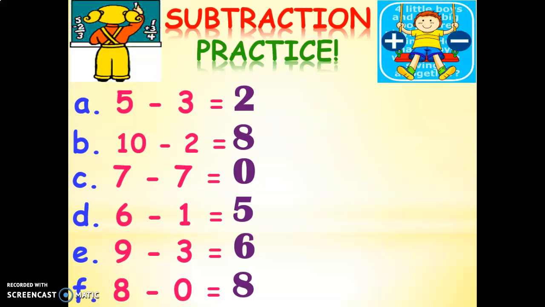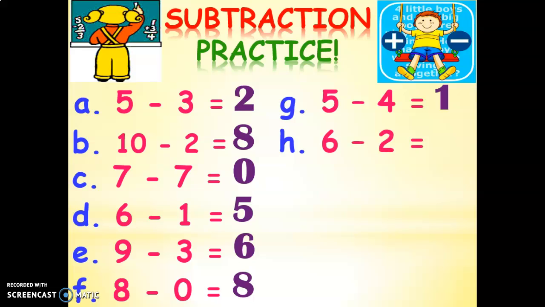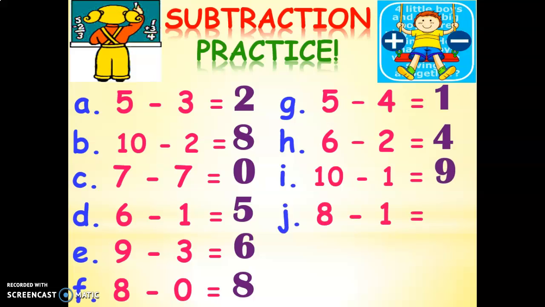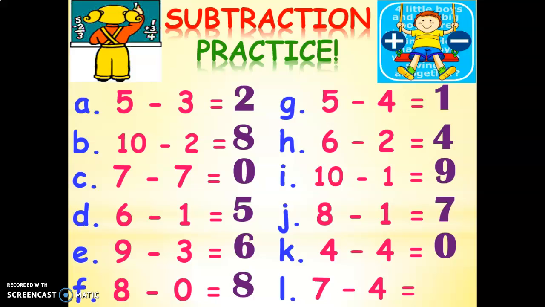Now let's see about the next number. We have 5 minus 4 equals 1. 6 minus 2 equals 4. Now we have 10 minus 1 equals 9. How about 8 minus 1? The answer is 7. 4 minus 4 equals 0. And 7 minus 4 equals 3.